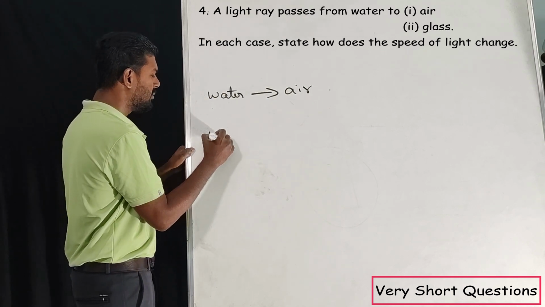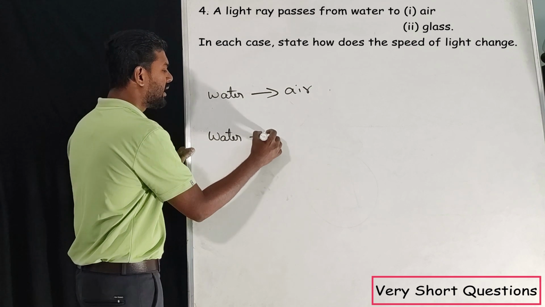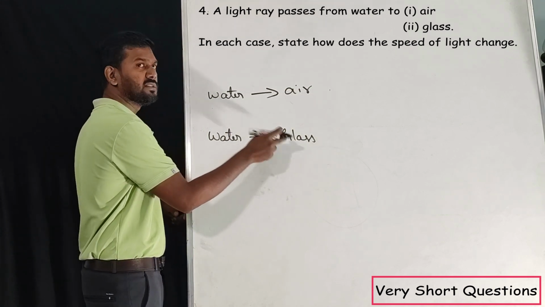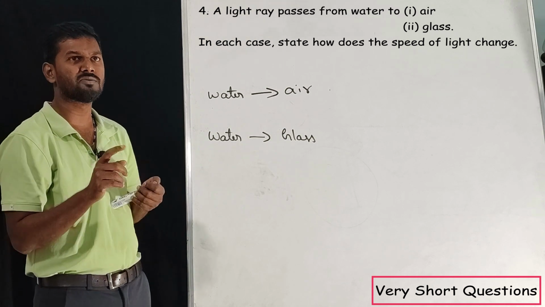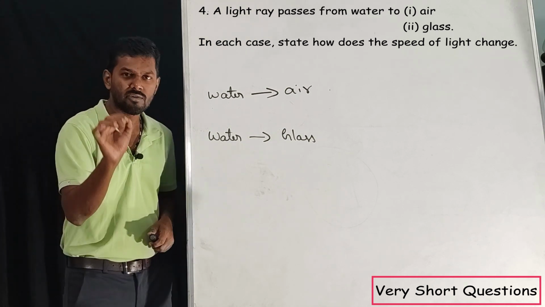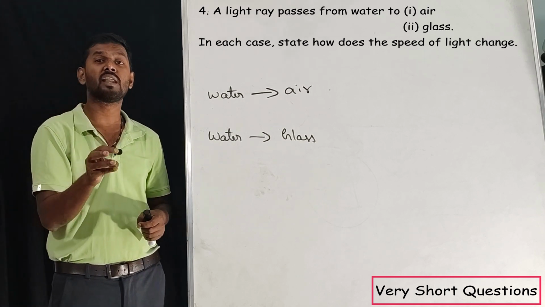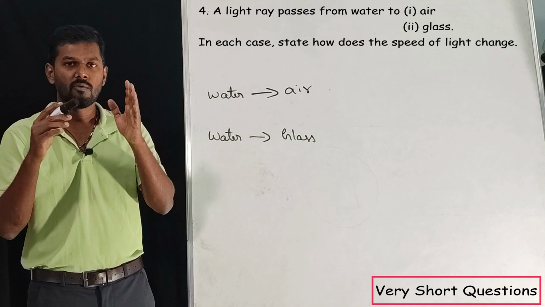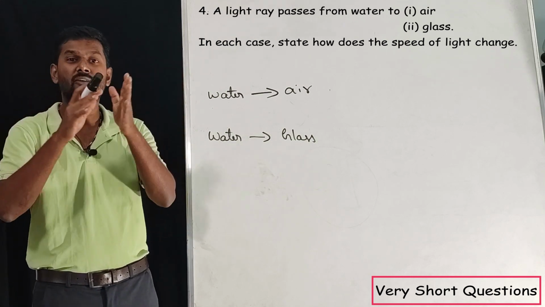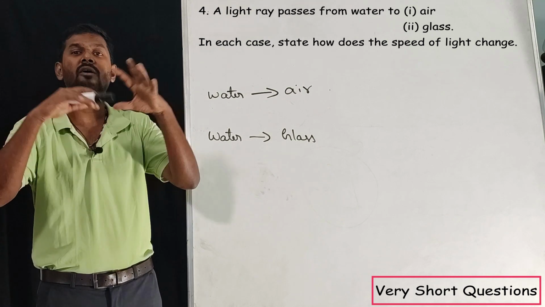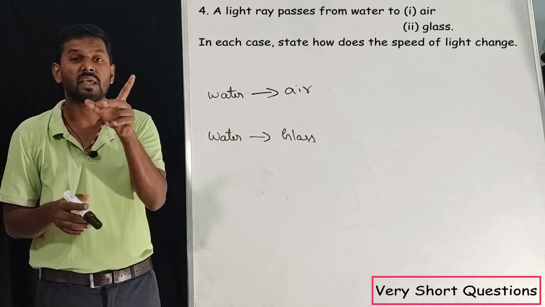And in the second case it is entering from water to glass. This is the first case and this is the second case. In each case we have to state how the speed of light changes. First we need to know what is a rarer medium and what is a denser medium. Rarer medium means the molecules are away from each other in a medium.